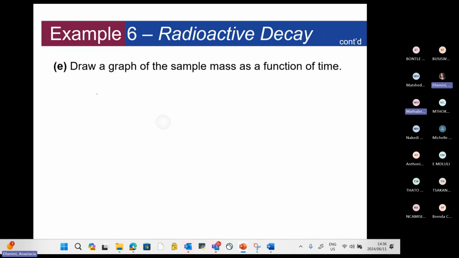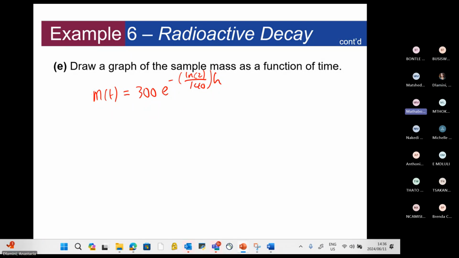So I think they want us to draw the sample mass, which is m of t equals 300 e to the power of ln of 2 over 140, what's this, guys? 140, thank you, times t. How do we draw that one? So do I still continue? Yes, you can continue, my love.